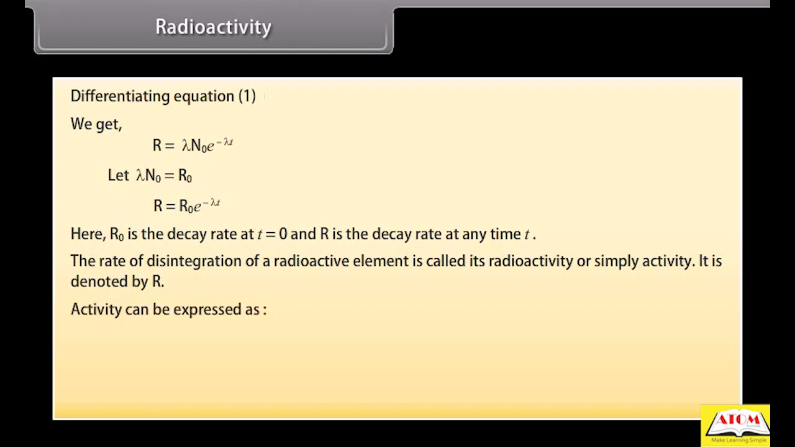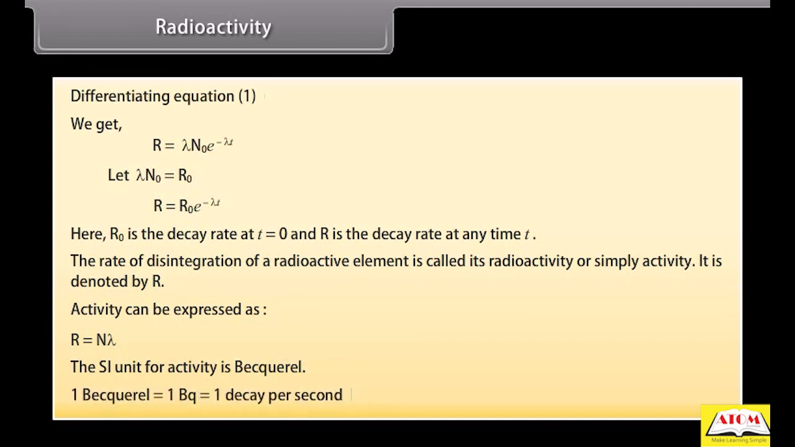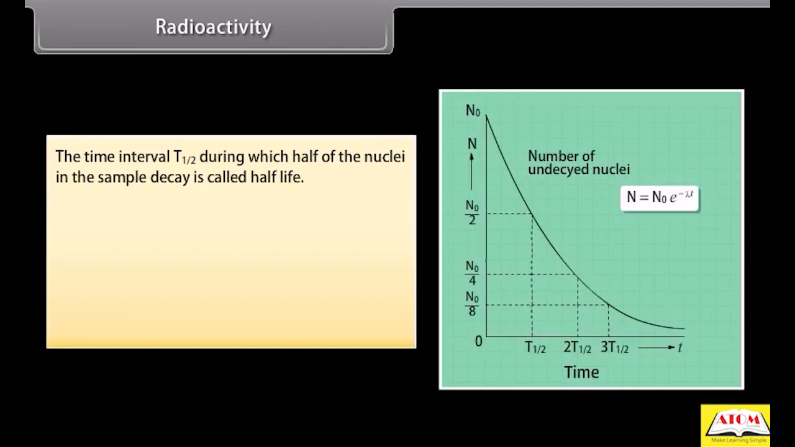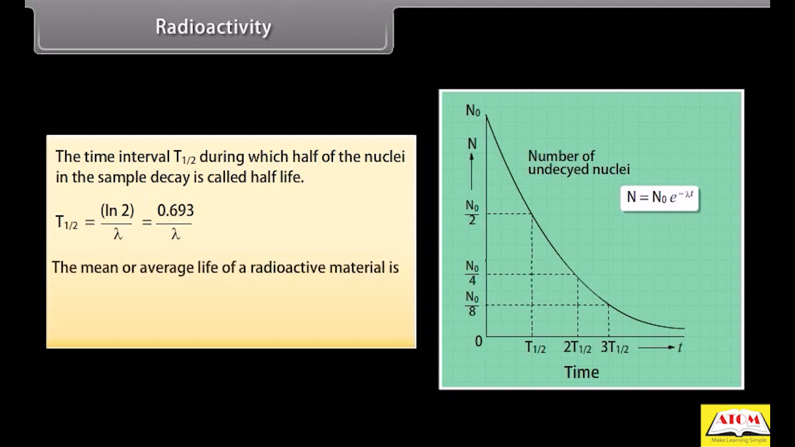Activity can be expressed as R = Nλ. The SI unit for activity is becquerel. 1 becquerel = 1 Bq = 1 decay per second. Half-life: the time interval t½ during which half of the nuclei in the sample decay is called half-life. t½ = ln2/λ = 0.693/λ. The mean or average life of a radioactive material is τ = 1/λ.